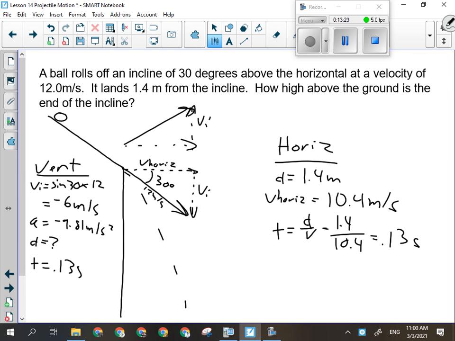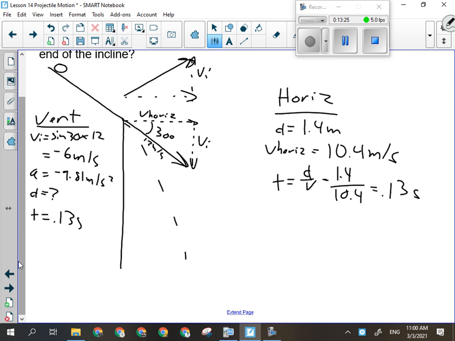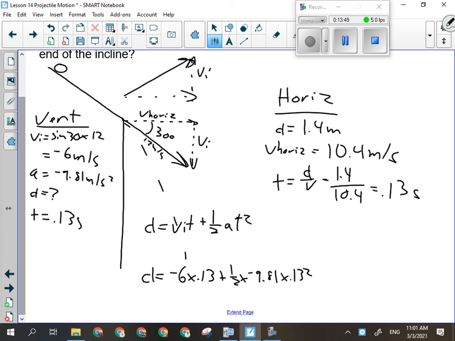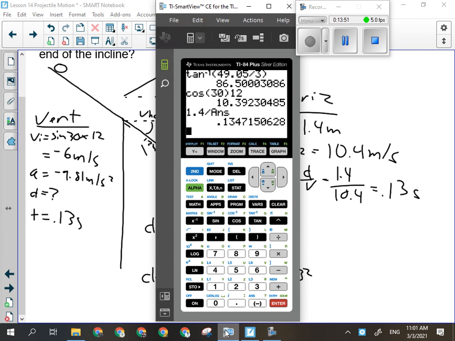And we can solve for D, and we can use this formula. Because I know acceleration, I just calculated time, and I know what VI is. Okay, so I can go D equals negative 6 times 0.13 plus 1/2 times negative 9.81 times 0.13 squared. And obviously I'll use all the decimals when I do that calculation.